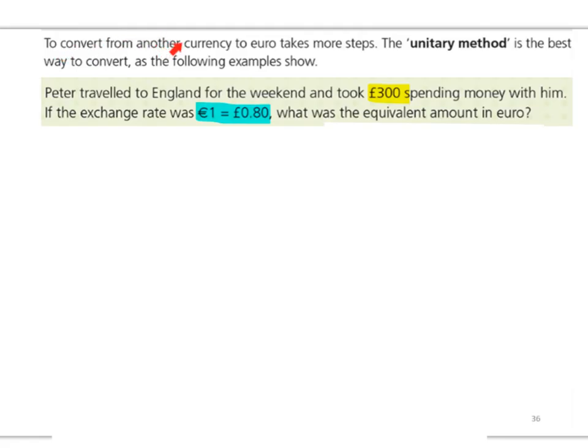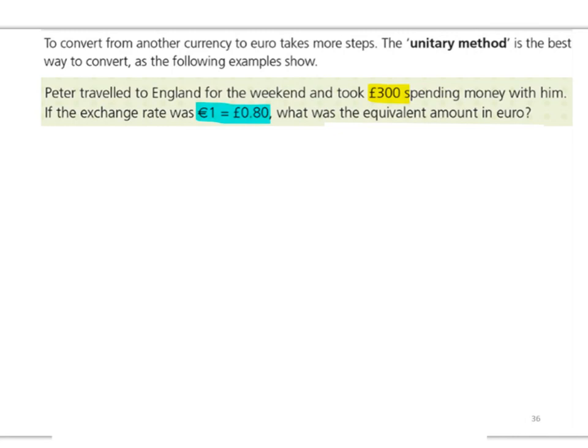To convert from another currency to euro takes more steps. The unitary method is the best way to convert, as the following examples show. Peter travelled to England for the weekend and took £300 spending money with him. If the exchange rate was €1 equals 80p, or 0.8 pounds, what was the equivalent amount in euro? So what's £300 worth in euro?